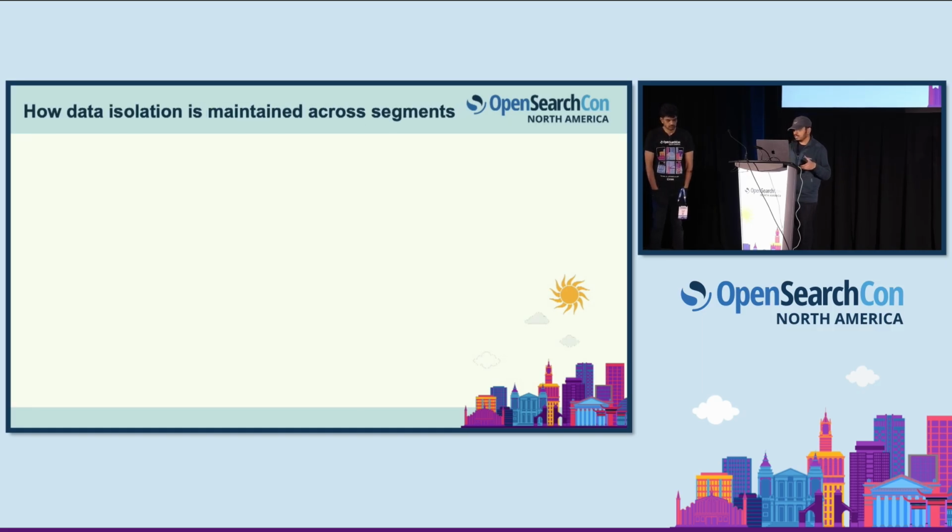Now that we have elaborated how we plan to support context-aware segments within OpenSearch, let's break down how we achieve data isolation across both indexing and merge.